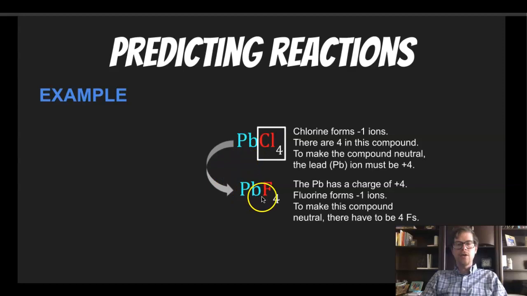When I make that new compound, the lead with the fluorine, I know that I'm bringing in a lead ion with a charge of +4. I also know from the periodic table that fluorine, the F, forms -1 ions. To make the compound neutral, we need 4 fluorines. It might have been different if we'd used something that formed a different ion, but fluorine forms a -1 ion just like chlorine. So we put 4 of them there. That's 4 -1s to match up with the +4 coming in from the lead.